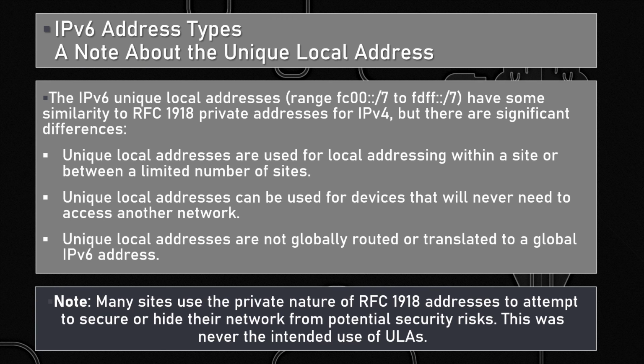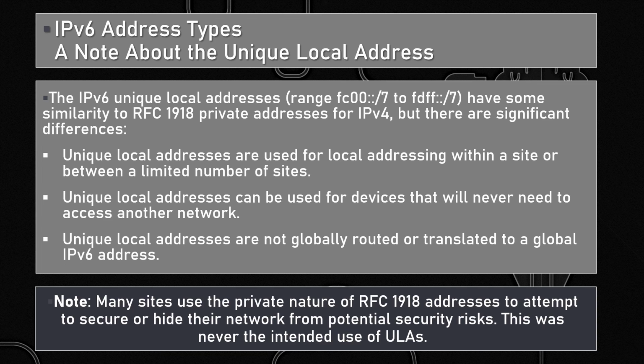Now, about the unique local address, we have a similarity to the RFC 1918, which is the construction of A, B, and C private ranges for IPv4, but there are some significant differences. Unique local goes from FC00/7 to FDFF/7, so 8 bits, just about. It's one shy. Unique local addresses are used for local addressing within a site or between a limited number of sites, and they are used for devices that will never need to access another network.